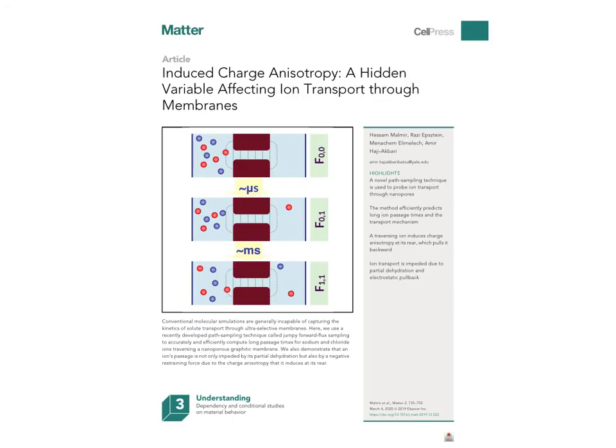And so we recently used this method to study ion transport, sodium and chloride transport, through a nanoporous graphitic membrane. I talked about this work in detail last year, where I mostly discussed the physics of transport and what we can learn about it. Today I want to emphasize some more peculiar methodological aspects of these calculations and the advantages they have.